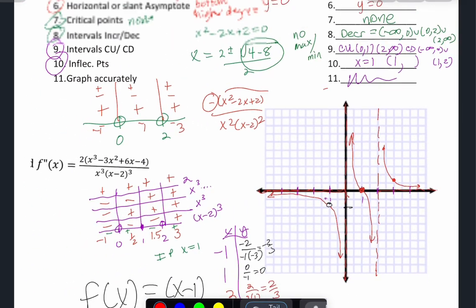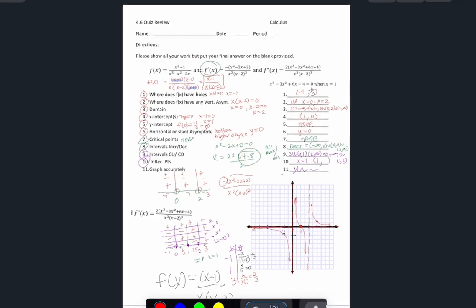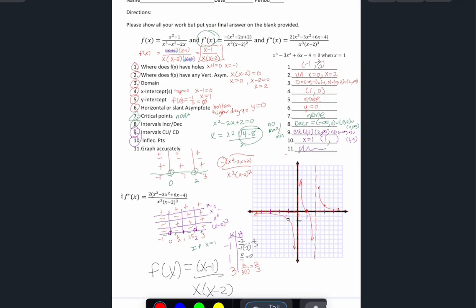Okay. So on the quiz, I will give you the first, second, and third derivative, and then you are going to do the 11 steps that you see here. Yes, it's just one problem, 11 steps. It's going to take you the whole period, I would assume.